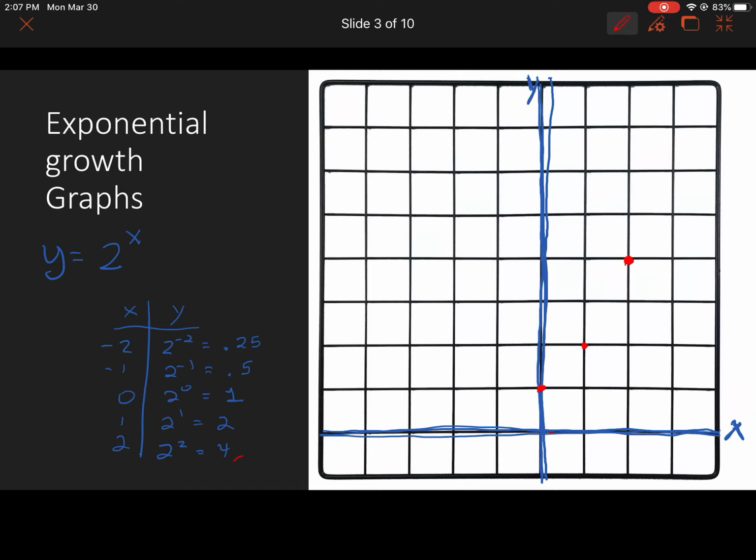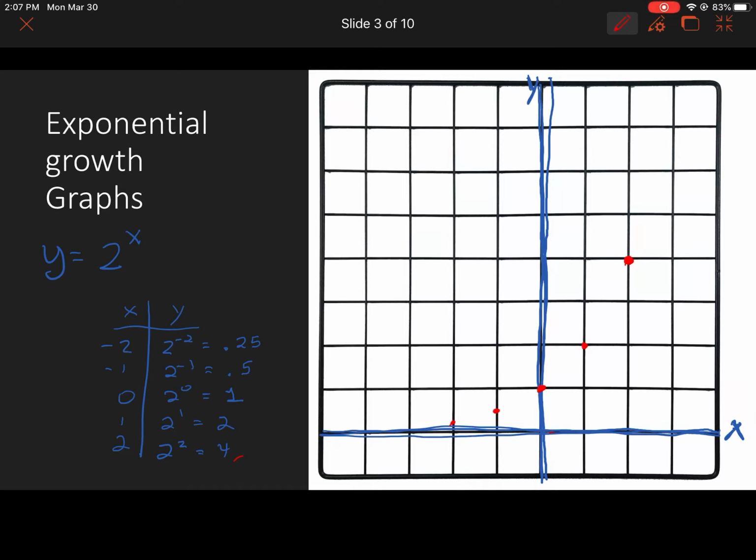X equals -1 and y equals 1/2 is right here. You see that's halfway up. X equals -2 and y equals 0.25. 0.25 is just a quarter, so that's 1/4 of the way up. So it looks like this. Now we do have values in between, but we're just going to go ahead and connect the points.